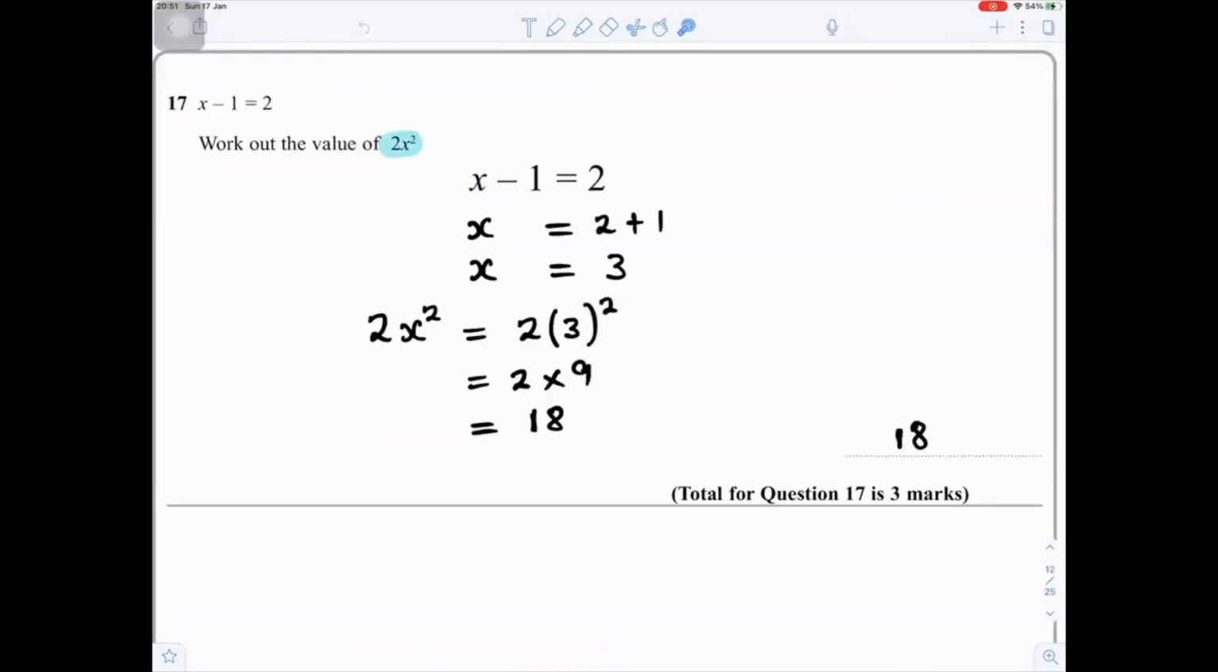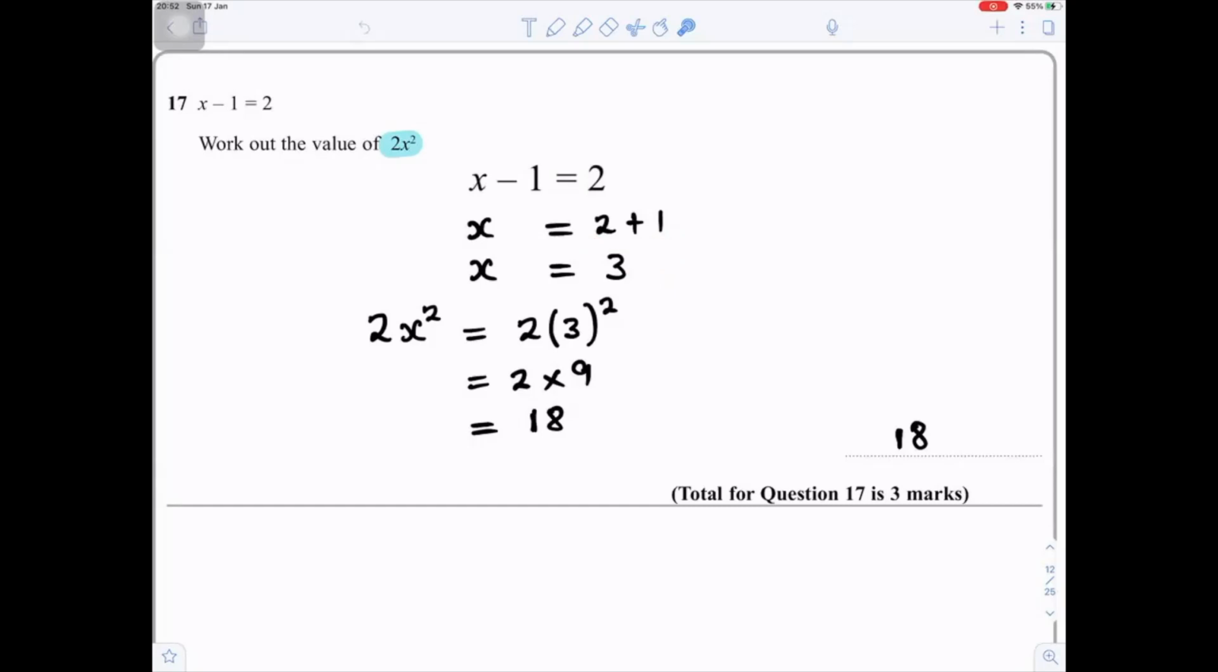Question number 17. x minus 1 is equal to 2. Work out the value of 2x squared. We need to find the value for x. So x minus 1 equals 2. You take the minus 1 to the right hand side, it becomes plus. So x becomes 2 plus 1, which is 3.